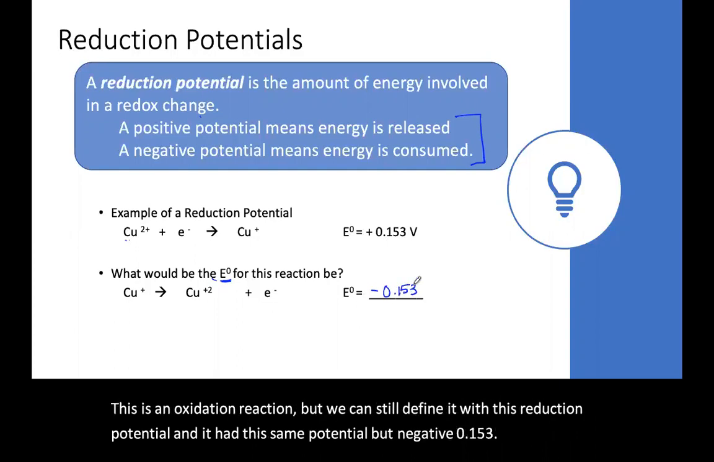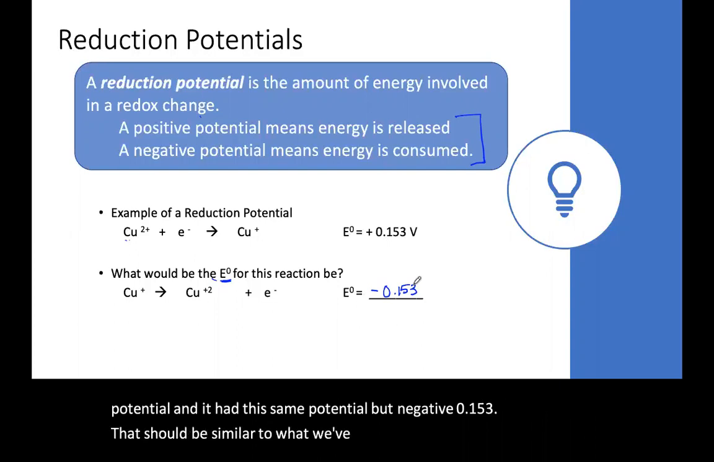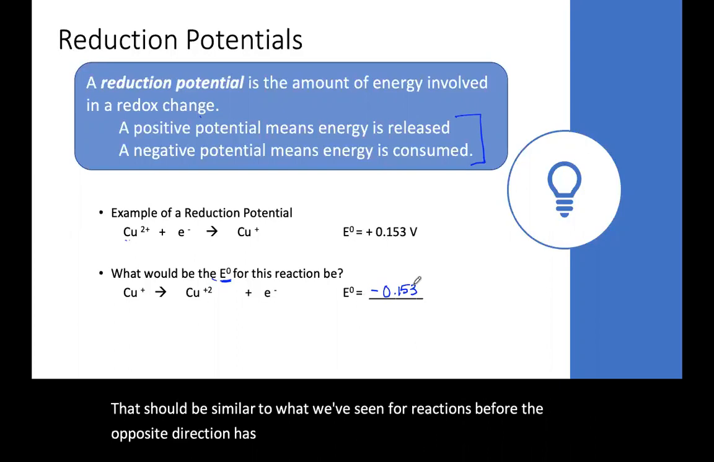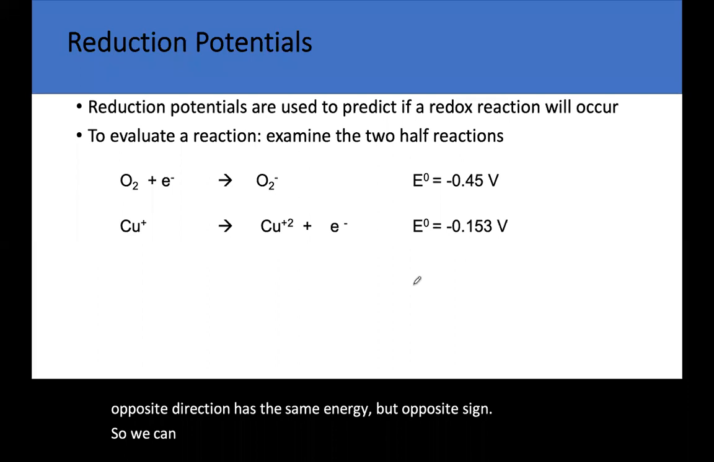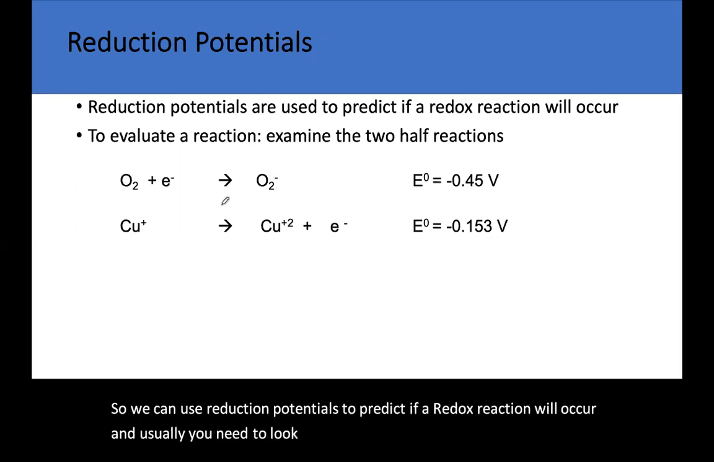And that should be similar to what we've seen for reactions before. The opposite direction has the same energy, but opposite sign. So we can use reduction potentials to predict if a redox reaction will occur. And usually you need to look at the reduction potential for the two half reactions.